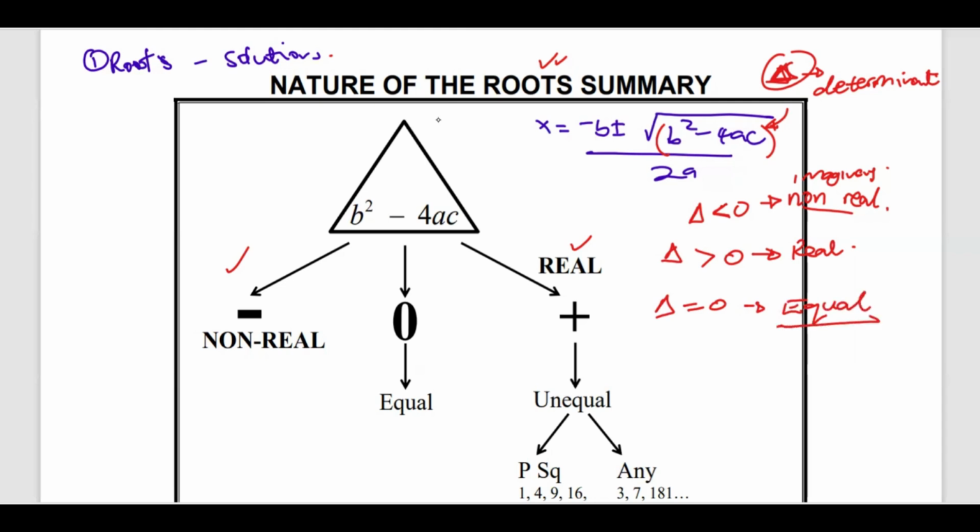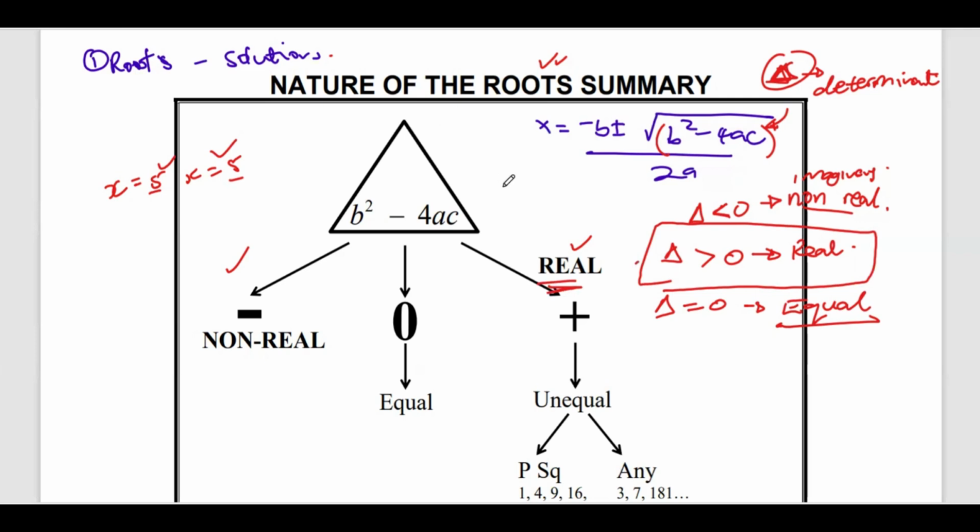Equal simply means that the two answers are exactly the same. Two answers have the exact value, okay? So it's like x is equal to 5, and maybe the second value, x is equal to 5. So this kind of scenario, that's what we call discriminant being equal to 0. Then after knowing that the roots are real, this can still be broken down, as long as the discriminant is positive.